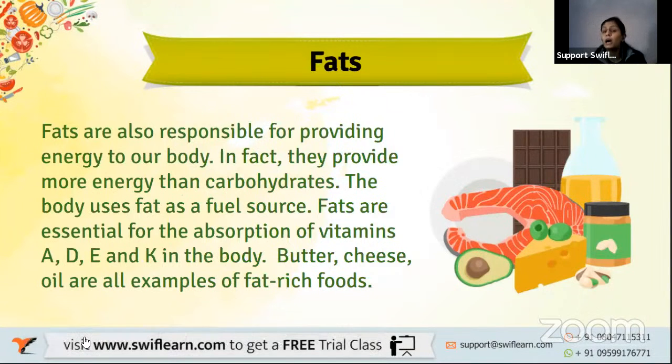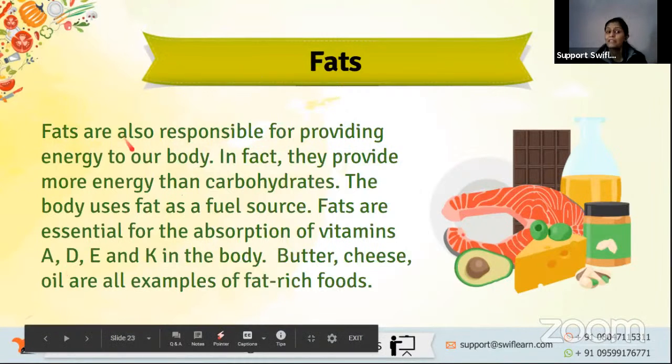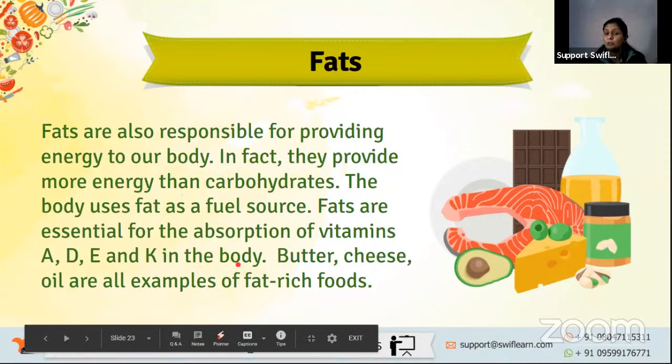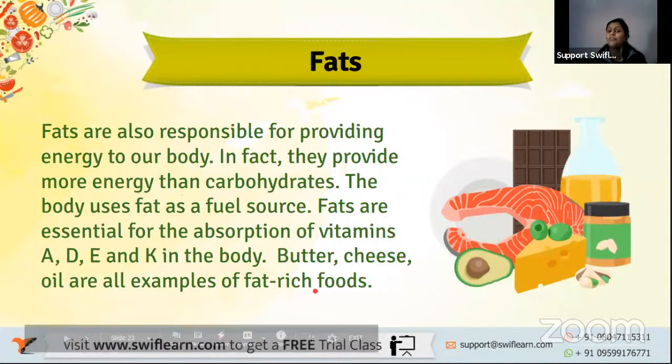What are fats and how are they different from carbohydrates? Carbohydrates are also energy giving food. Fats are also energy giving food. Fats are responsible for providing energy to our body. In fact, they provide more energy than carbohydrates. The body uses fat as fuel source. Fats are essential for the absorption of vitamins A, D, E, K in the body. Butter, cheese, oil are examples of fat-rich foods.